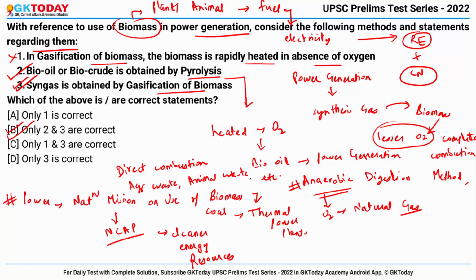So basic aim of this mission is to reduce the pollution which occurs due to farm stubble burning and also to reduce carbon footprints of thermal power generation. Okay, and the duration of this proposed national mission would be of minimum 5 years.